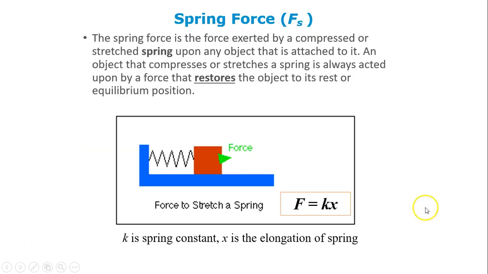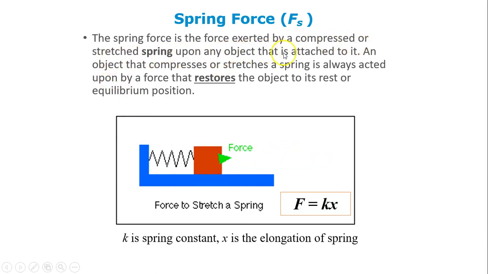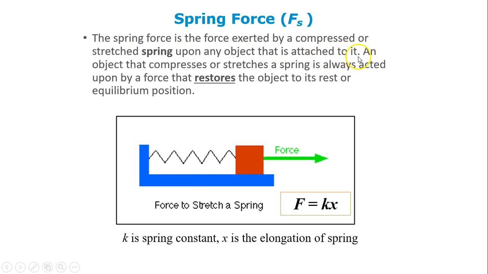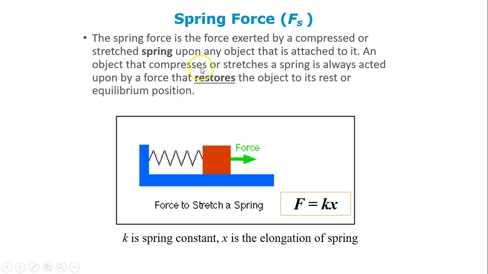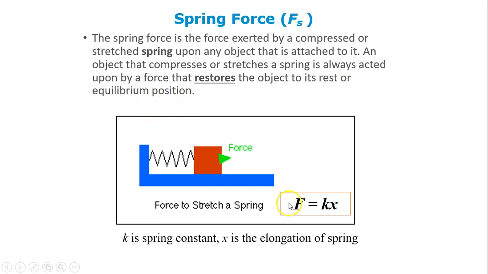The other one is a spring force. A spring can vibrate back and forth. The spring force is the force exerted by a compressed or stretched spring on any object that is attached to it. An object that compresses or stretches a spring is always acted on by a force that restores the object to its rest or equilibrium position.